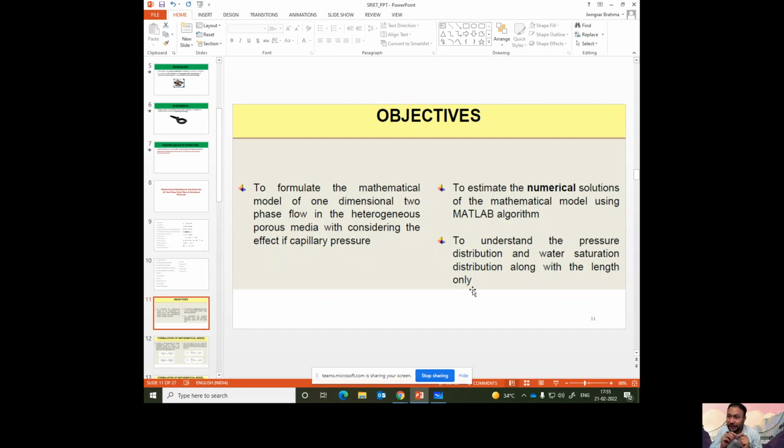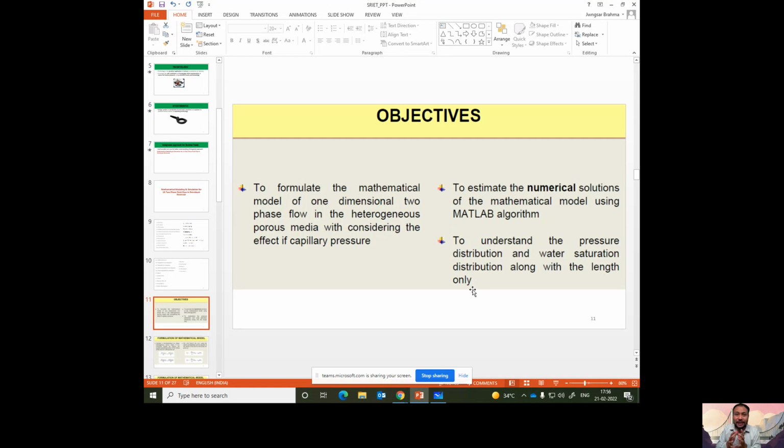it is one dimension. So what is the pressure distribution? What is the water saturation distribution along the length? We have to predict this. It means that we have to do the simulations. First, we have developed the mathematical model. Then we have to do the simulation. Simulation means we have to solve the differential equations with the help of initial and boundary conditions.